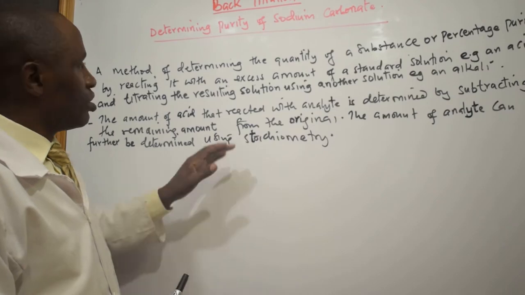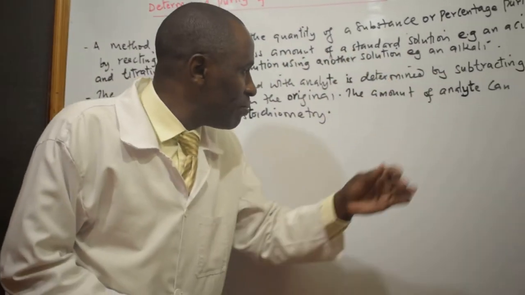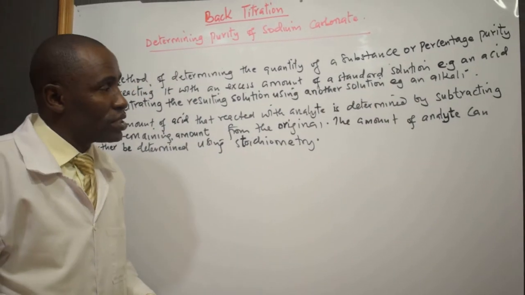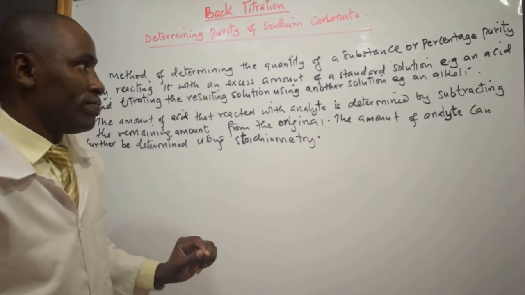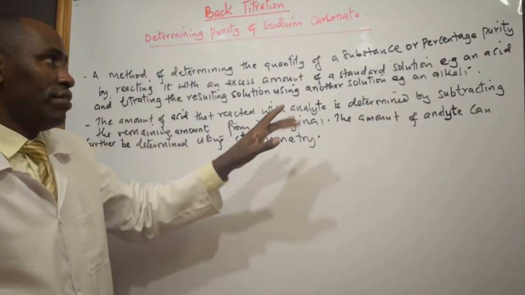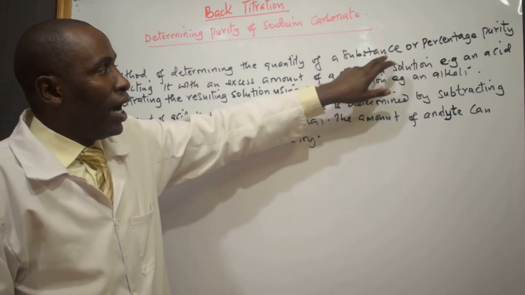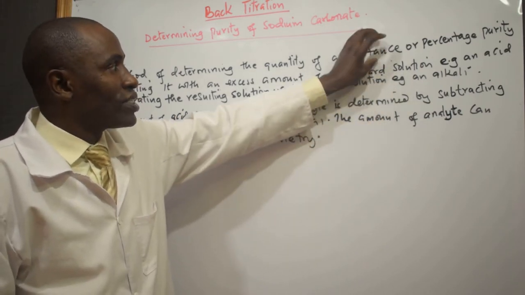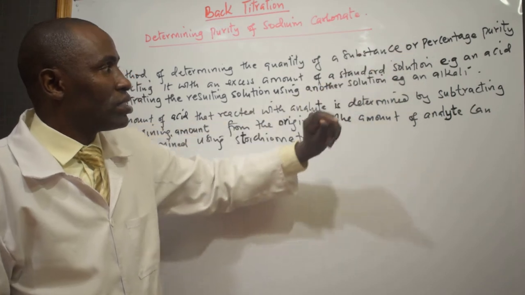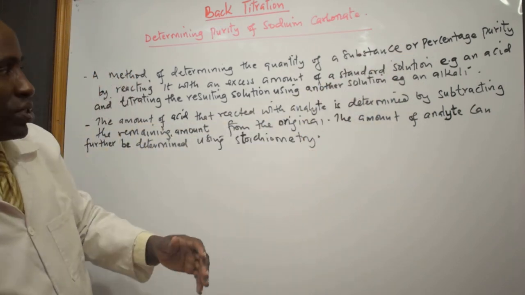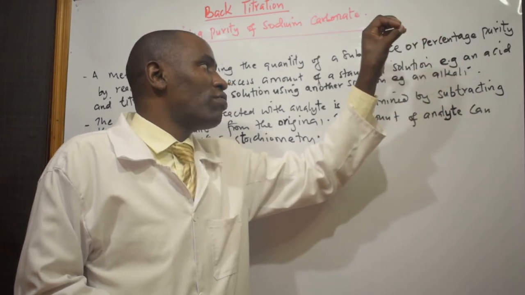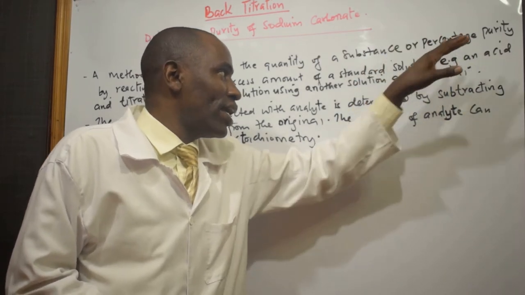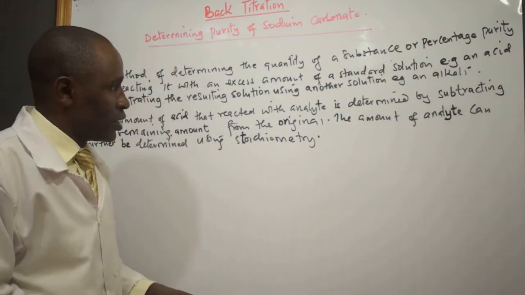Back titration is a method of determining the quantity of a substance or the percentage purity. That is, if I'm given a sample of a substance, for example, 5 grams, then I can determine the amount of the pure substance in it and work out the percentage purity.